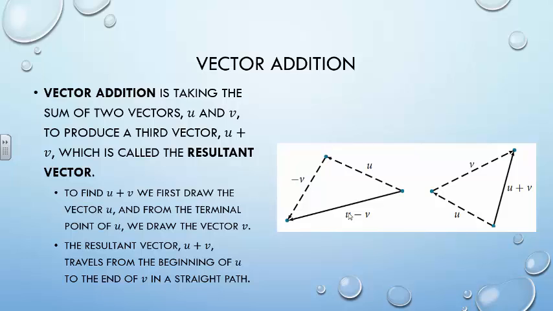To find u plus v, we first draw the vector u, shown here, any arbitrary vector for this example. And from the terminal point of u, we draw the vector v. So here's u. From this terminal point, we're drawing v. The resultant vector, u plus v, travels from the beginning of u to the end of v in a straight path. So here we go. And that's vector addition.